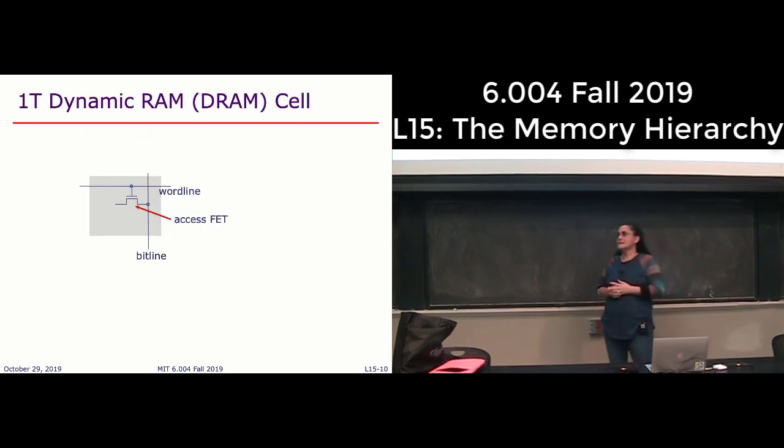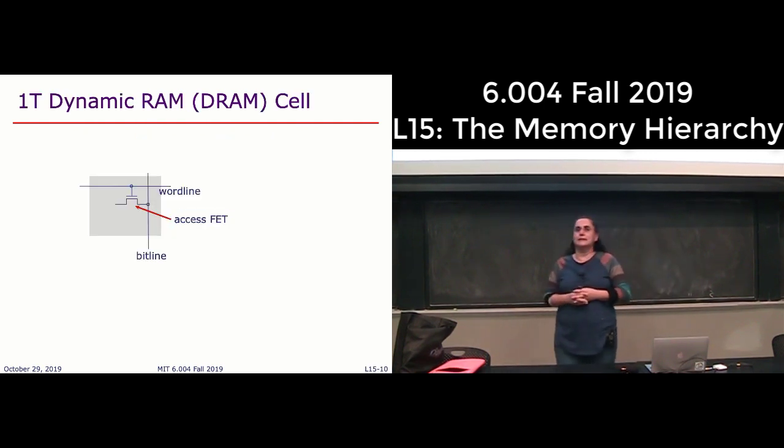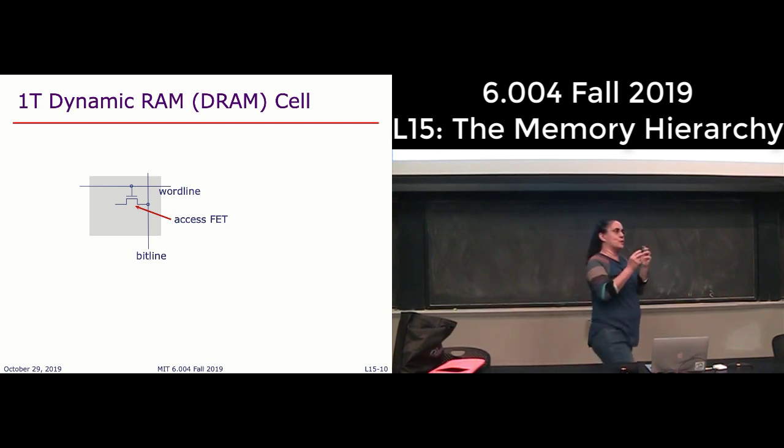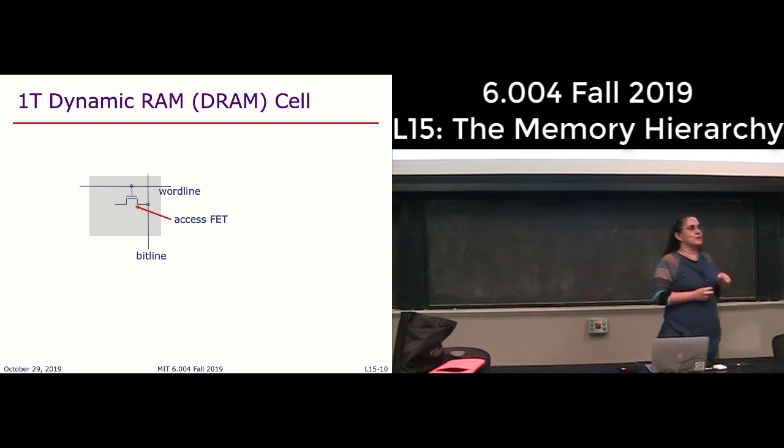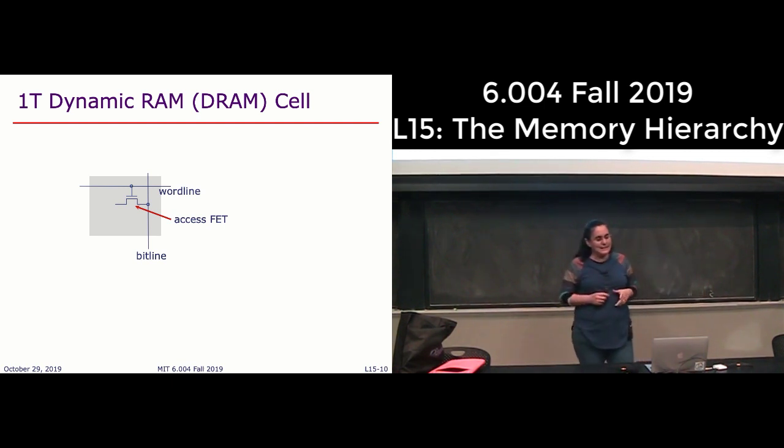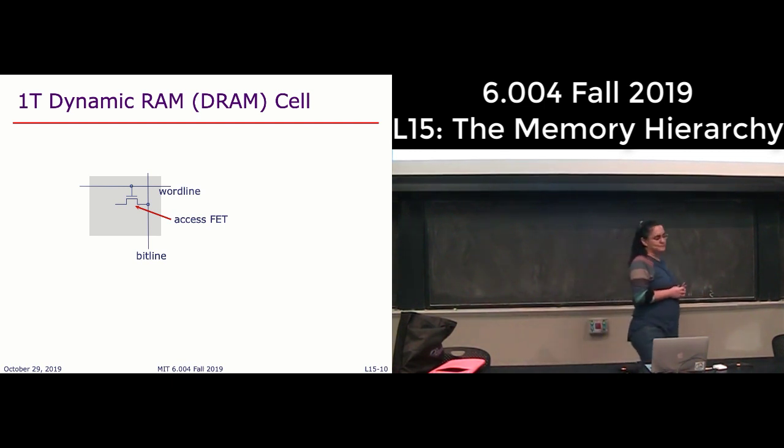And the answer is yes. We can actually build a storage cell using a single transistor. And that's what our DRAM cells look like. DRAM stands for Dynamic Random Access Memory. And so let's take a look at how DRAMs work.